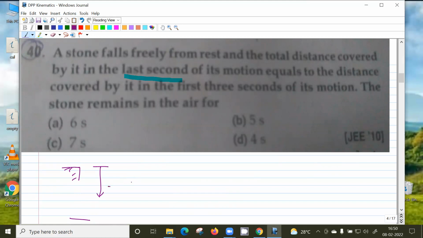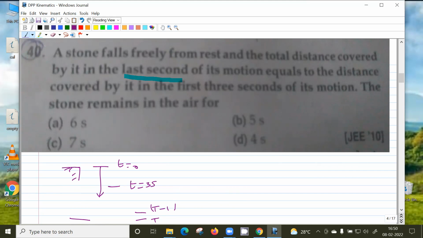So first 3 seconds means t equal to 3 seconds, right? If I take this as 0, first second is 0 to 1, second second is 1 to 2, third second is 2 to 3. So t equal to 3 seconds, and the distance traveled in the last 1 second. So let it touch the ground at t, and t minus 1 seconds.